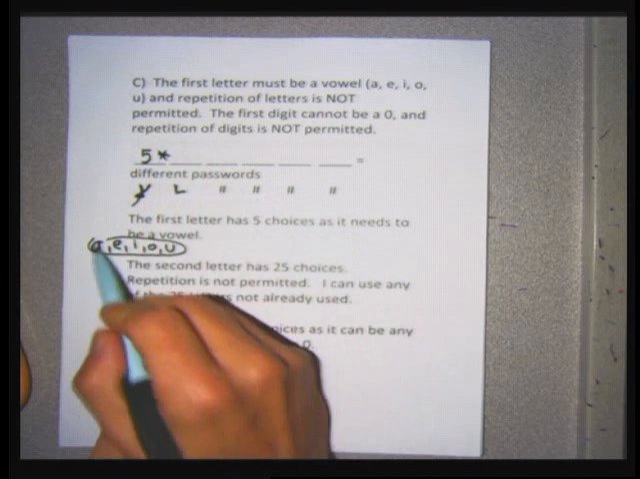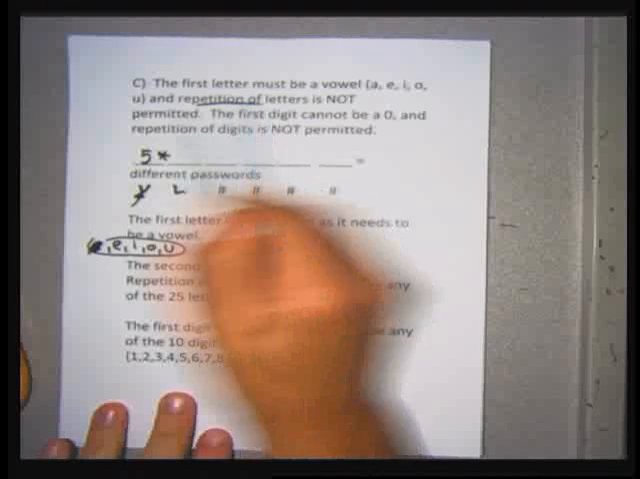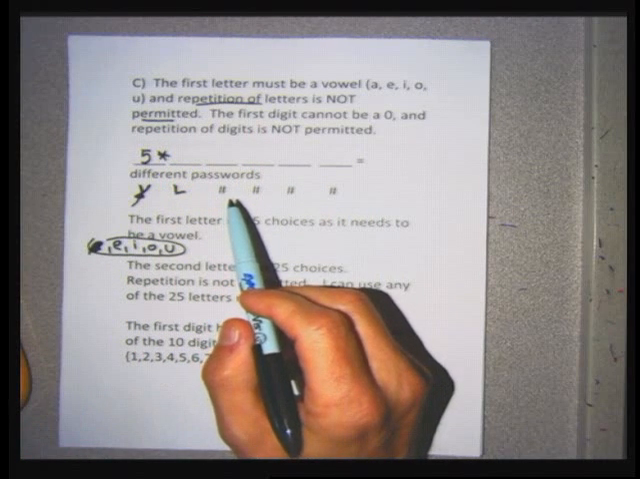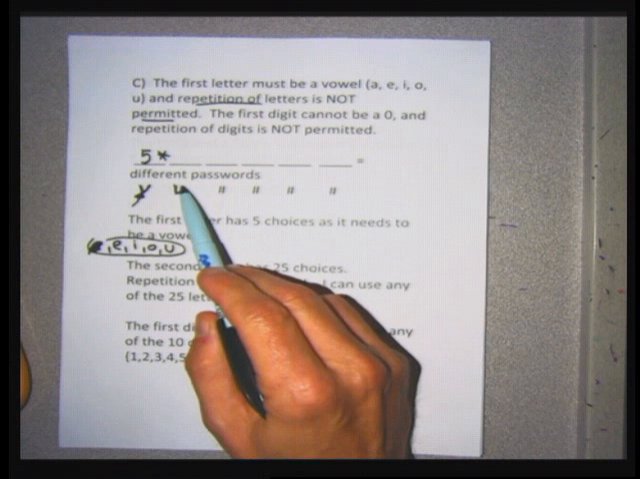I don't know which of the letters I picked, but I picked one of the vowels. For the second letter, because it says repetition of letters isn't permitted, I know that I have to remove one letter from the alphabet when I go to pick my second letter. In general, there's 26 letters in the alphabet.